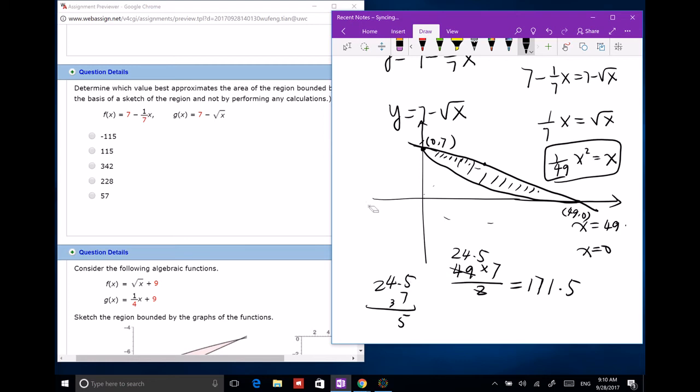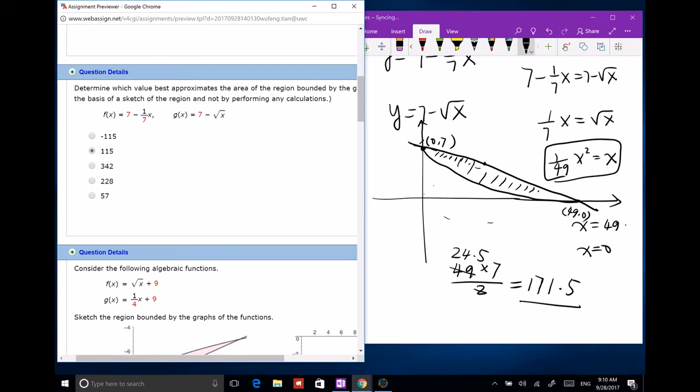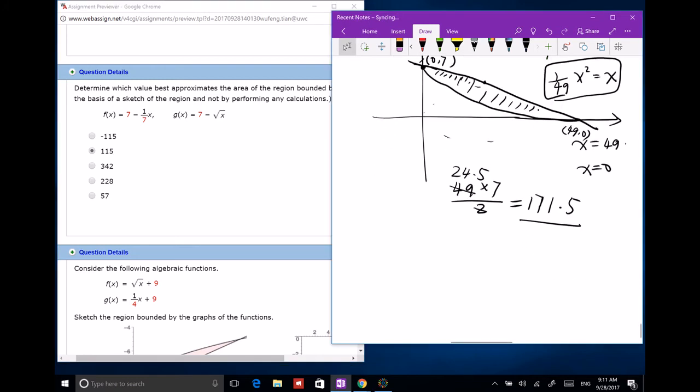So you can estimate that this area for sure is going to be close to this one, because this is too big. This is part of the triangle, right? This is too big, and this is kind of small. I'm not sure if it's this one or this one. If it's not this one, it will be this one.